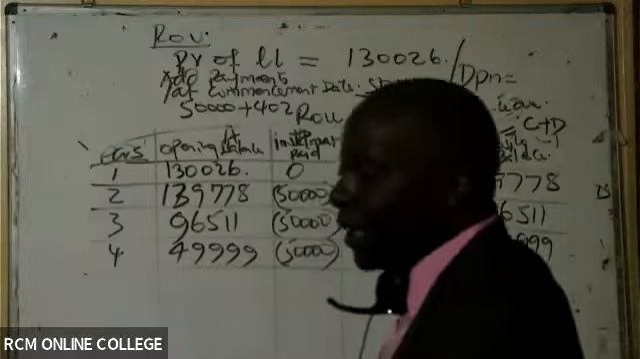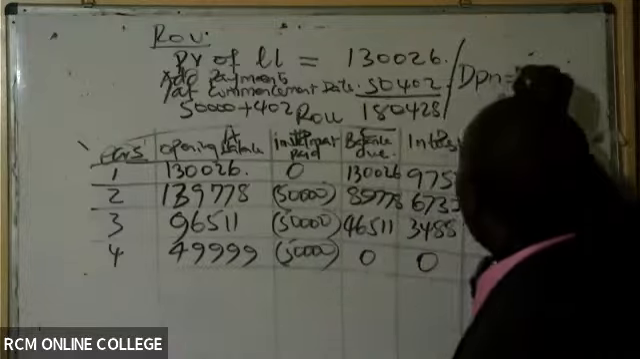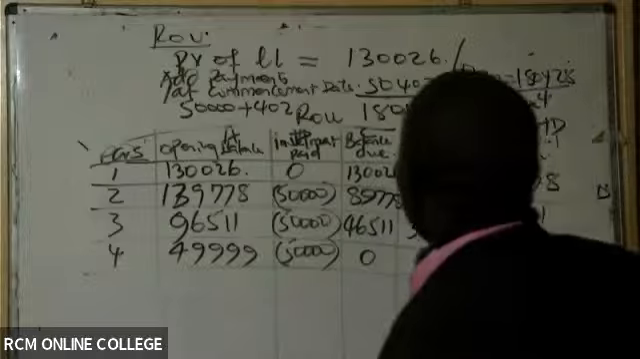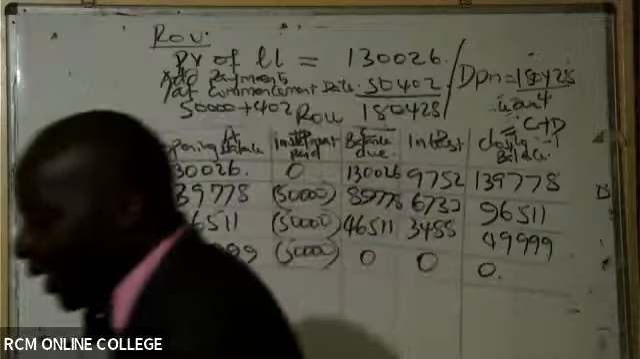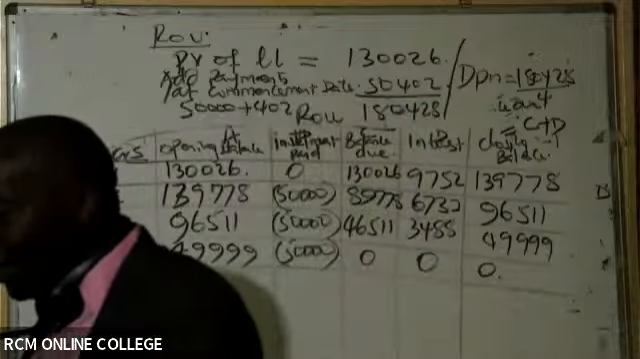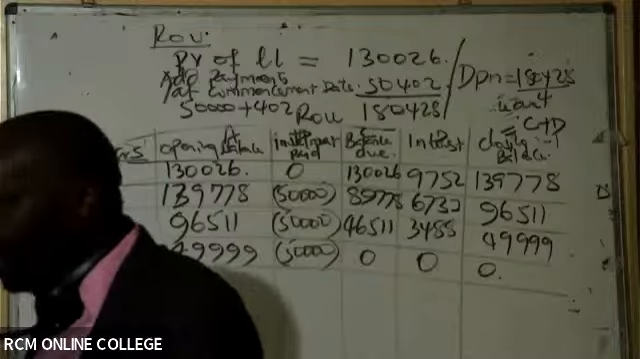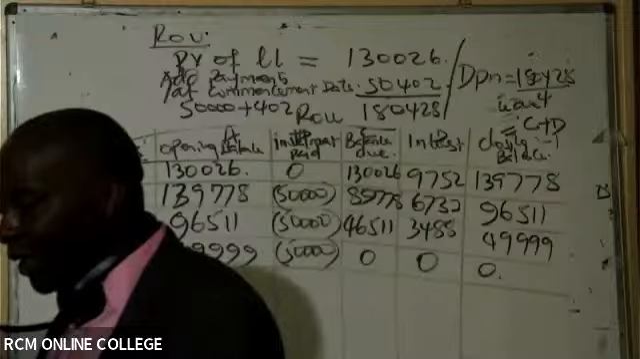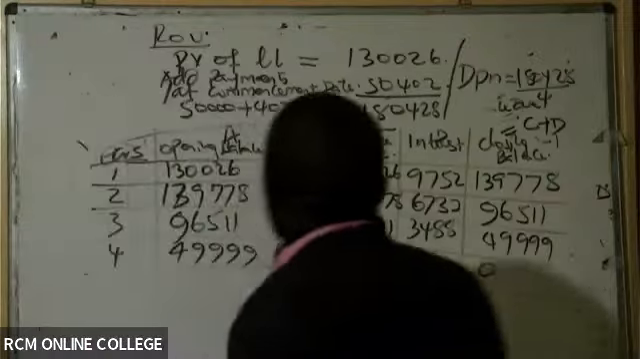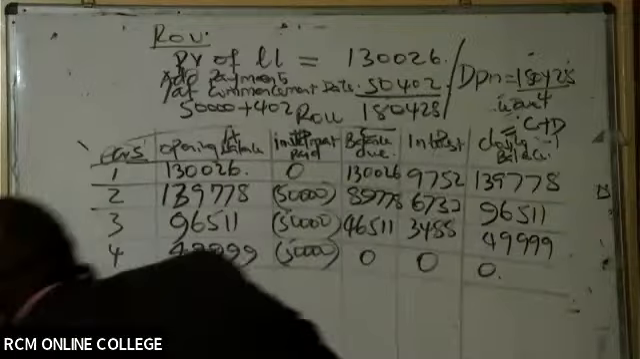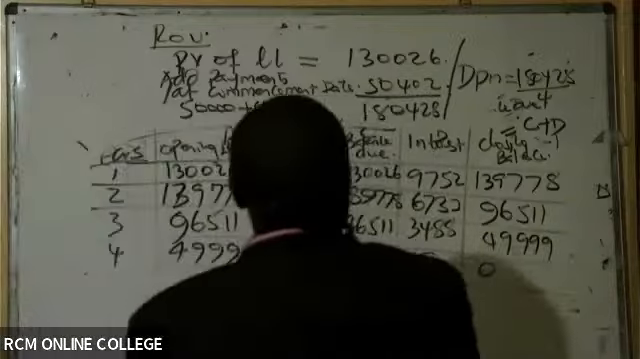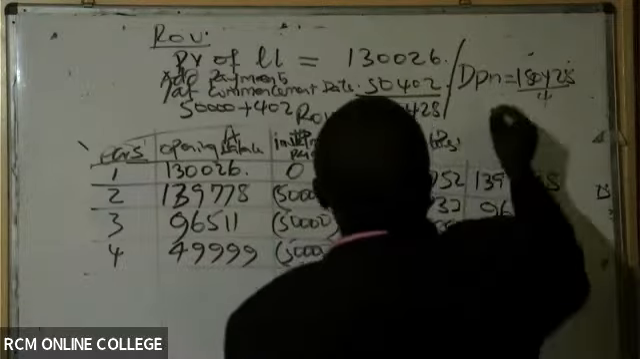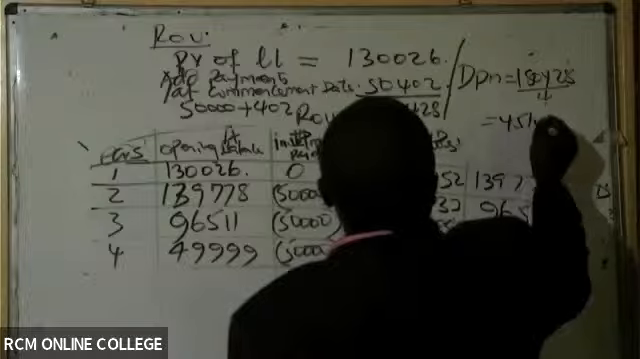Now give me depreciation. Depending on the right of use, I take 180,428 divided by 4 years. This is supposed to be 4 years, which gives 45,107.